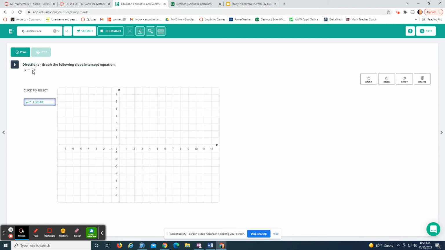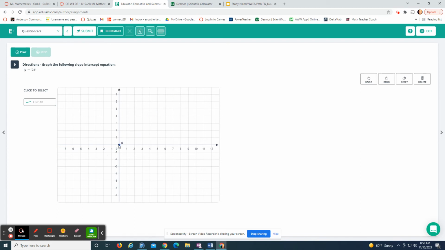And then the last one says to graph this. Now, what's the y-intercept on this equation? It says y equals 5x. What's the y-intercept? 0. So we're going to click the line AB. We're going to click on 0. It's going to give me a line. I'm going to select B and go back to A.